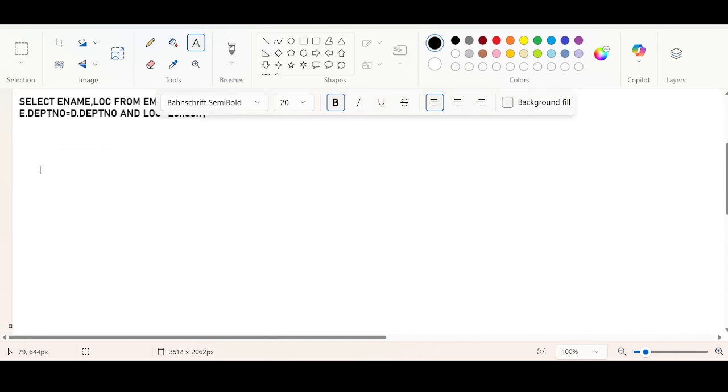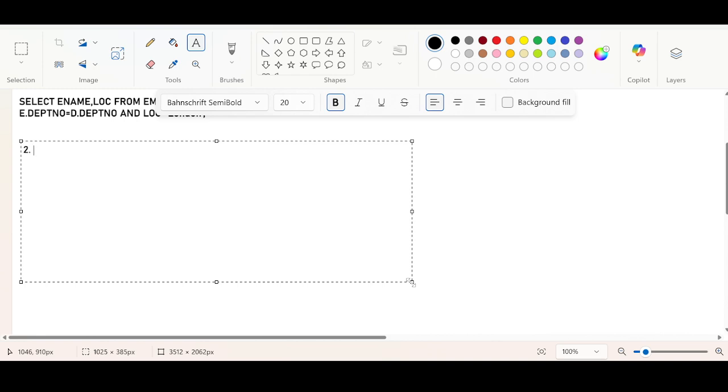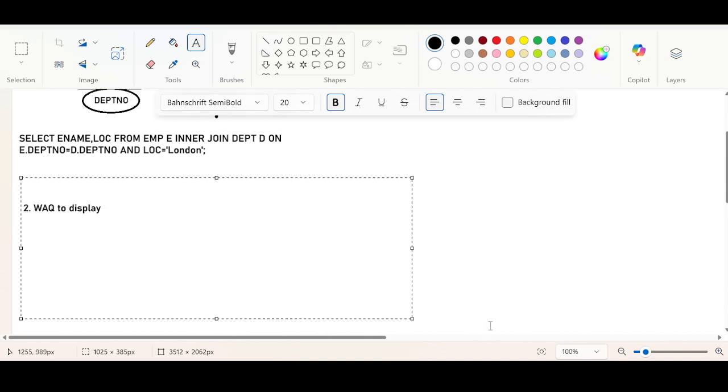Right? See, after writing two queries, you will get these things. Okay. Write a query. Next question. Now I want to write a query to display.